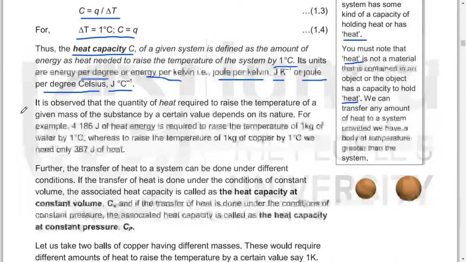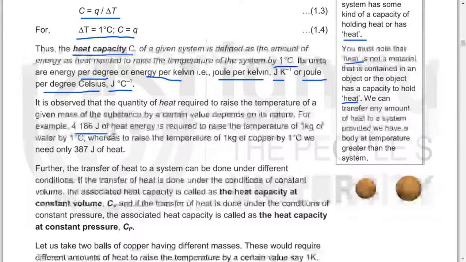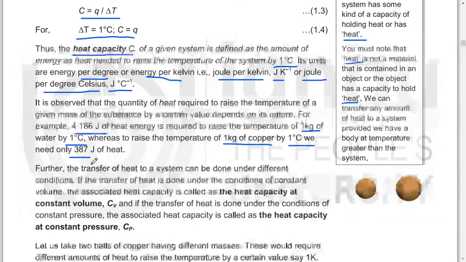It is observed that the quantity of heat required to raise the temperature of a given mass of a substance by a certain value depends on its nature. For example, 4186 joules of heat energy is required to raise the temperature of 1 kilogram of water by 1 degree Celsius, whereas to raise the temperature of 1 kg of copper by 1 degree Celsius, we need only 387 joules of heat.